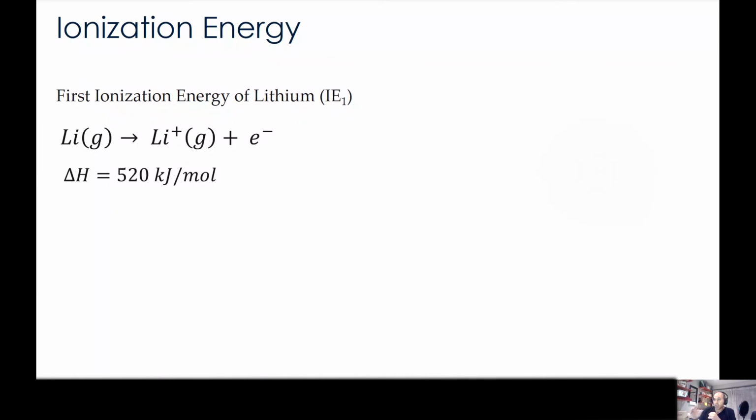So it would look something like this reaction. For example, the equation that we would write for the ionization of lithium: the species are always in the gas phase. So it would be lithium goes to lithium plus, plus one electron. That is an oxidation, if you remember back to NYB: lose electron, it's an oxidation. And the delta H, in this case, happens to be 520 kilojoules per mole.